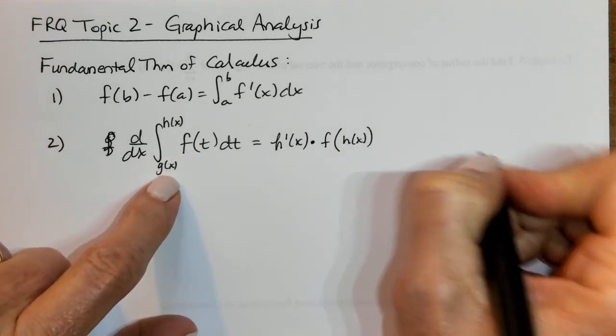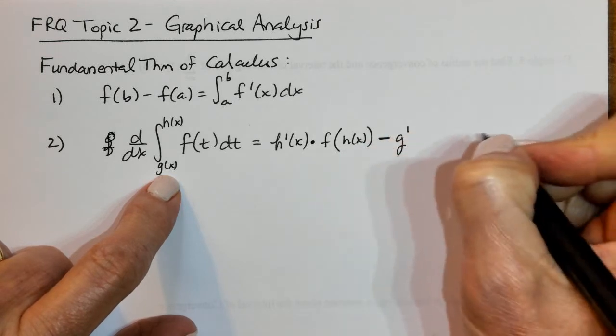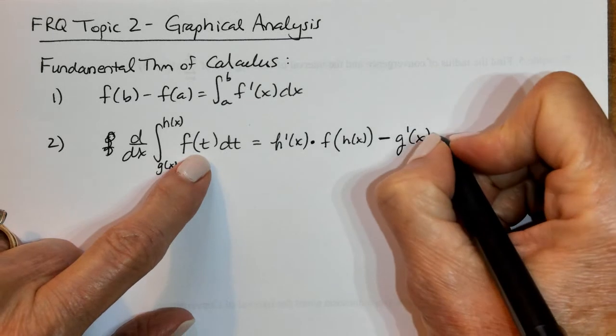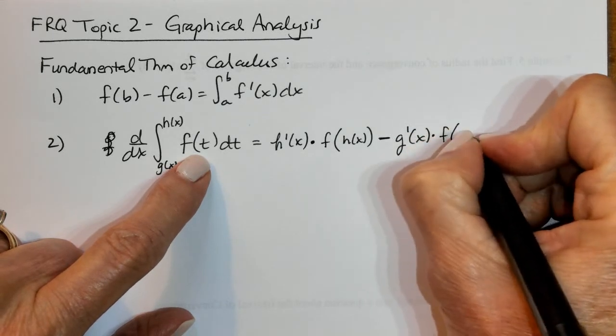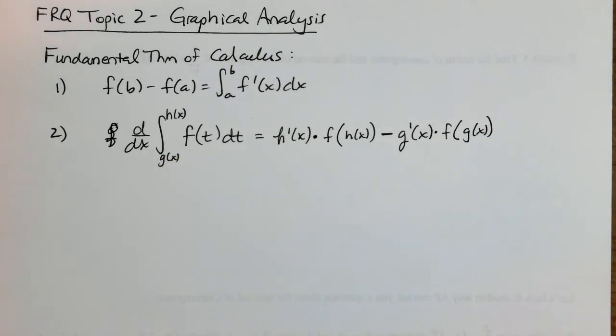Then you move into the bottom boundary. So we're going to subtract. We begin by taking the derivative of that bottom boundary. And then multiply by, replace t with that bottom boundary. And that is the second fundamental theorem of calculus.